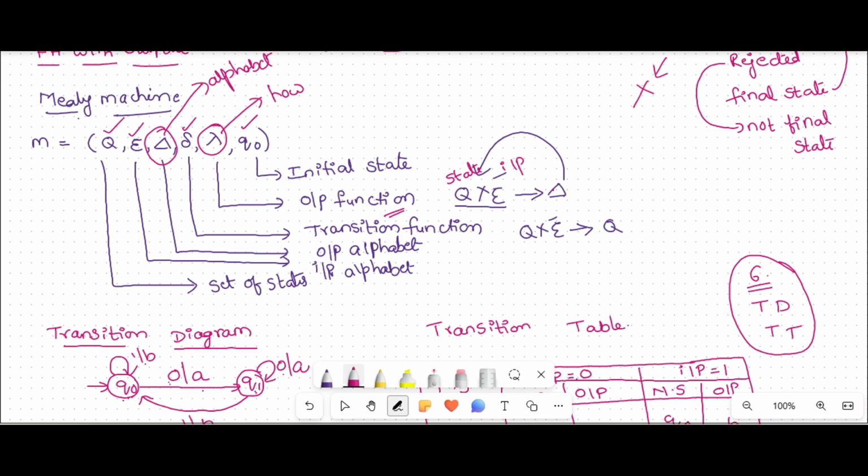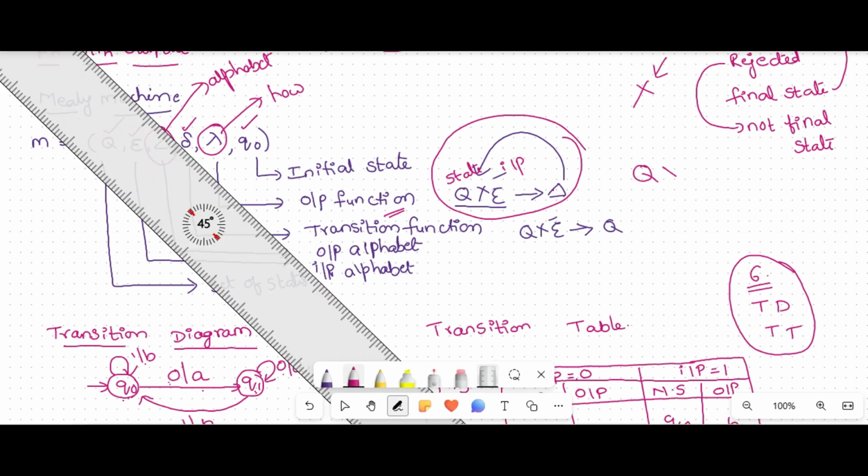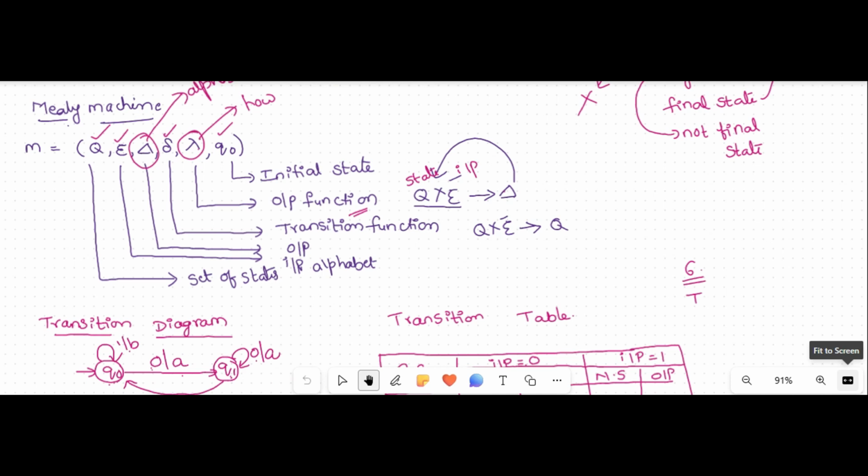So now in the Moore machine, all these 6 tuples are the same, but the output is dependent on something different. So in the Mealy machine, what happened? In the Mealy machine, the output is depending on both the present state and also the input alphabet. It is depending on both. Whereas in the Moore machine, it is depending on only the present state.